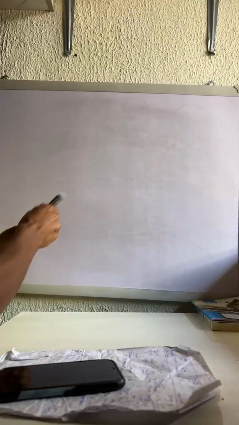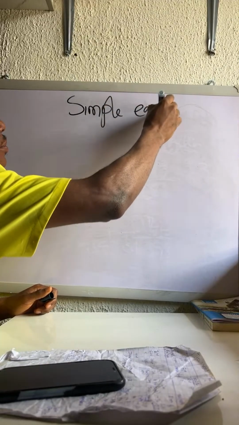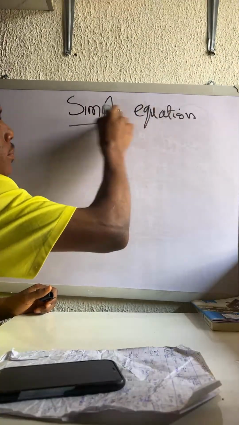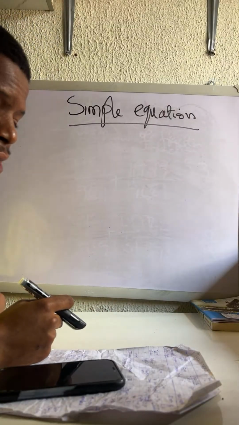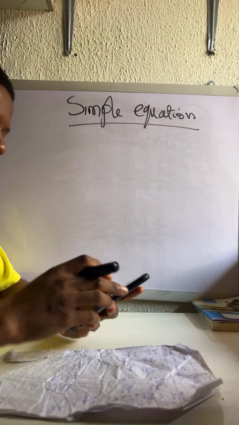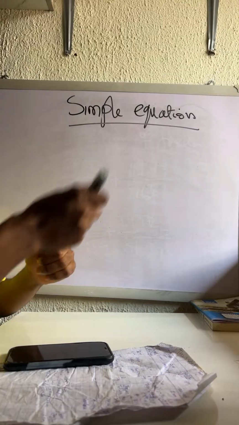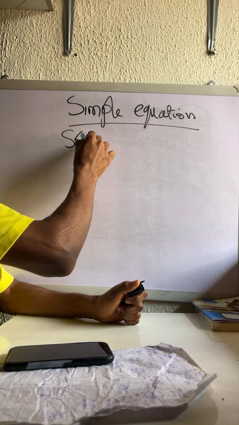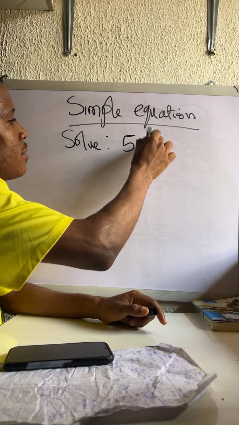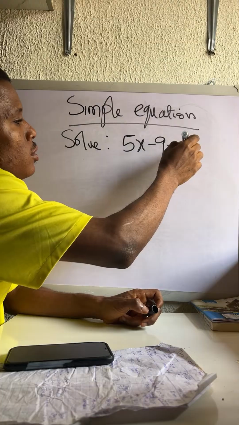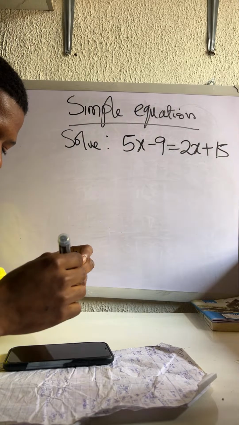Our today's class is simple equations. How do we solve simple equations? We simply solve simple equations mostly by collecting like terms. So let's say we are told to solve 5x minus 9 is equal to 2x plus 15.